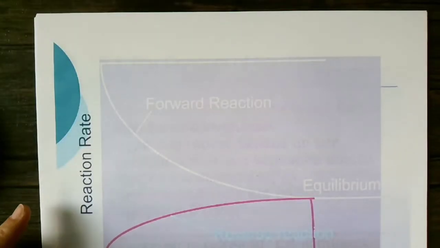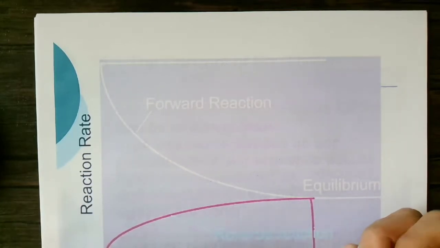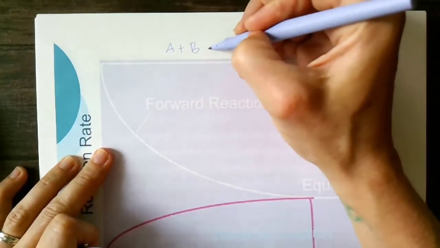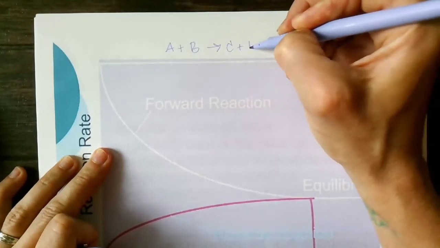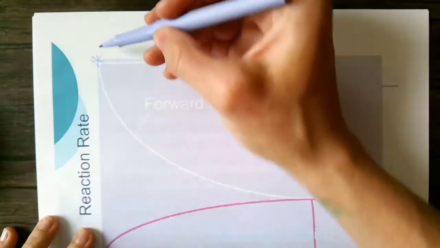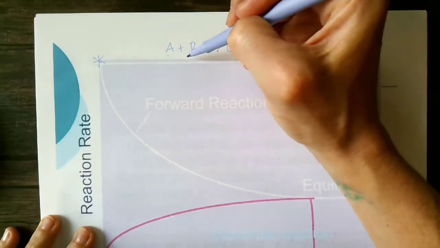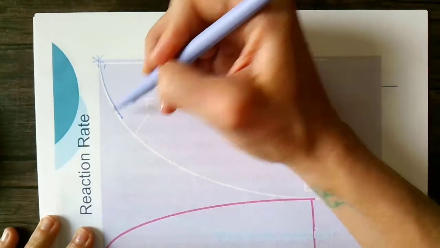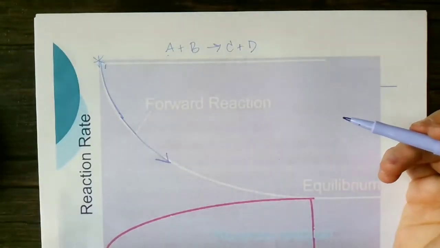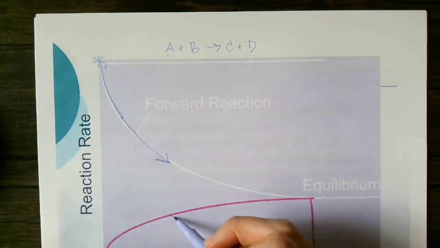Let's look at this graph here. We're looking at reaction rates, and then this is as time goes on. Our forward reaction, let's say that we had the reaction A plus B creates product C plus D. And we can see here that initially we have a very high reaction rate. And this is our initial A plus B. And we can see it's really high as our forward reaction progresses.